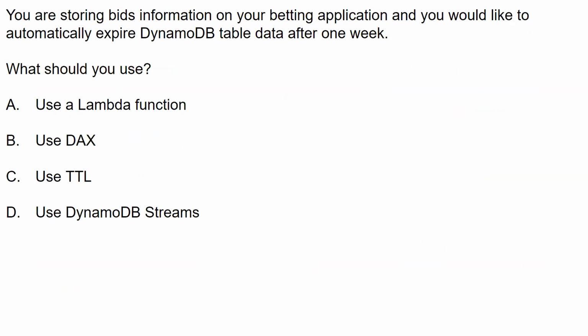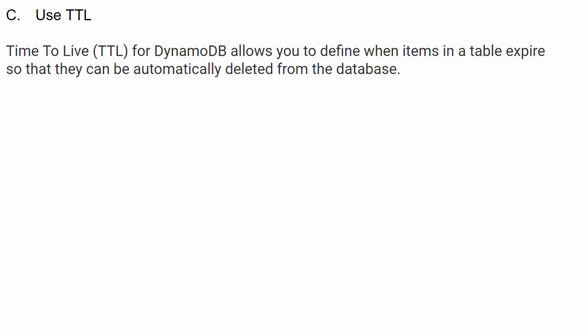You are storing bids information on your betting application and you would like to automatically expire DynamoDB table data after 1 week. What should you use? Lambda function, DAX, TTL, DynamoDB streams. Time to live for DynamoDB allows you to define when items in a table expire so that they can be automatically deleted from the database.